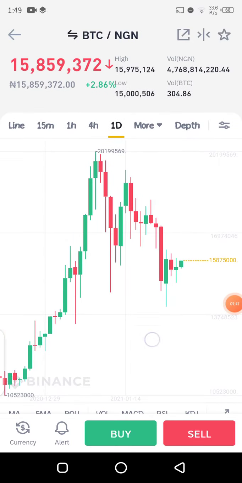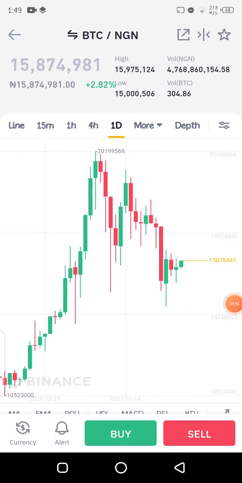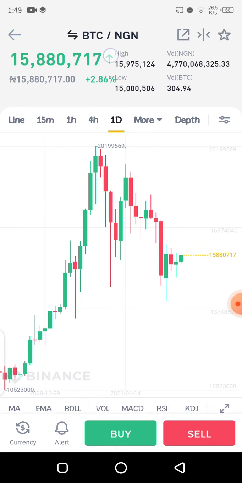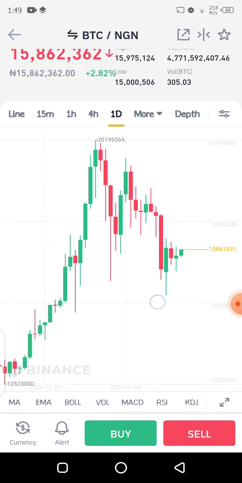Okay, good. So up here we have the current price of this pair, BTC NGN. That's the current price of this coin, BTC. And here is the change between today and yesterday, and the current volume. Oh sorry, the current price in naira, of course.